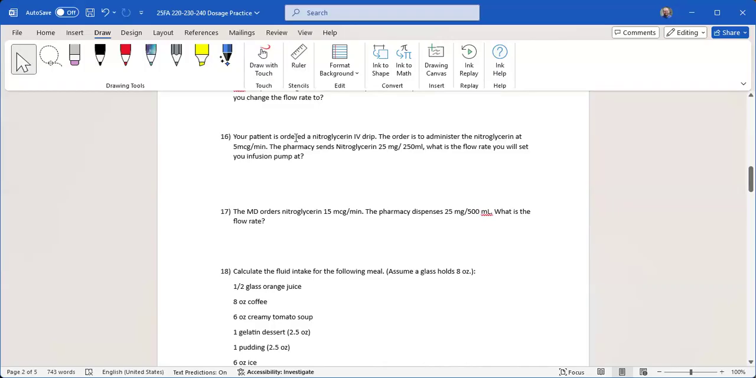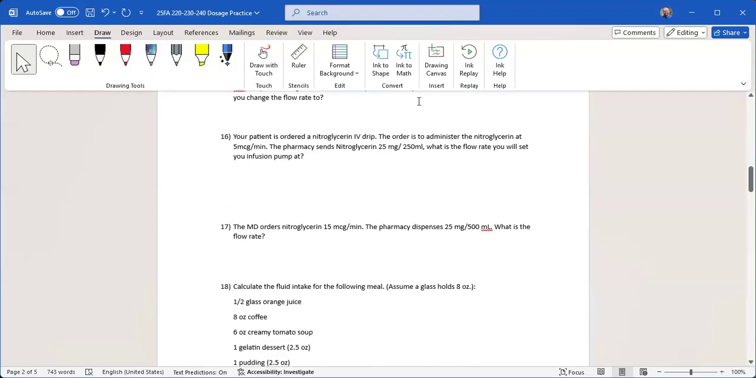Let's do this nitroglycerin, because this was something that students have asked me over the years. It's not as difficult as it looks, but it can serve you some challenges. But we're going to do basically the same kind of procedure. It says that you have a nitroglycerin IV drip ordered. The order is 5 mics per minute.